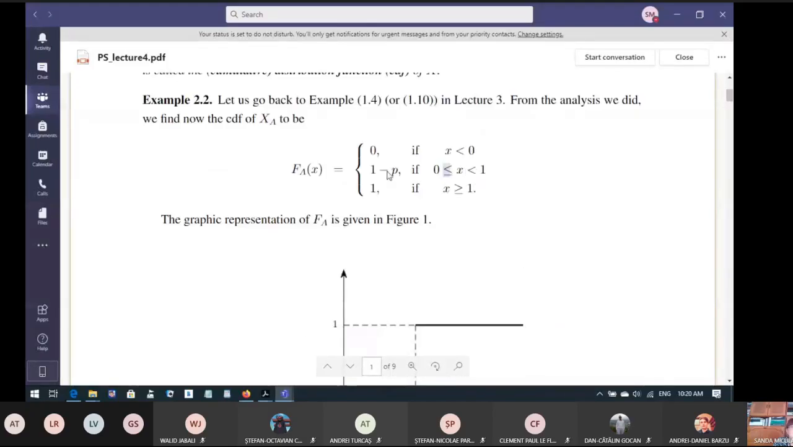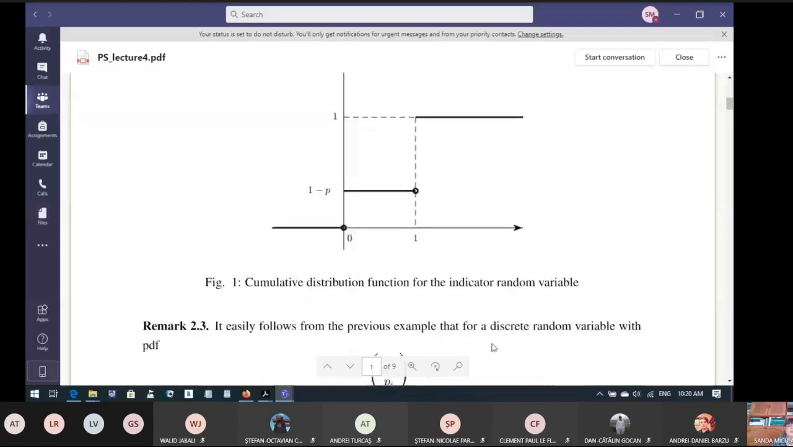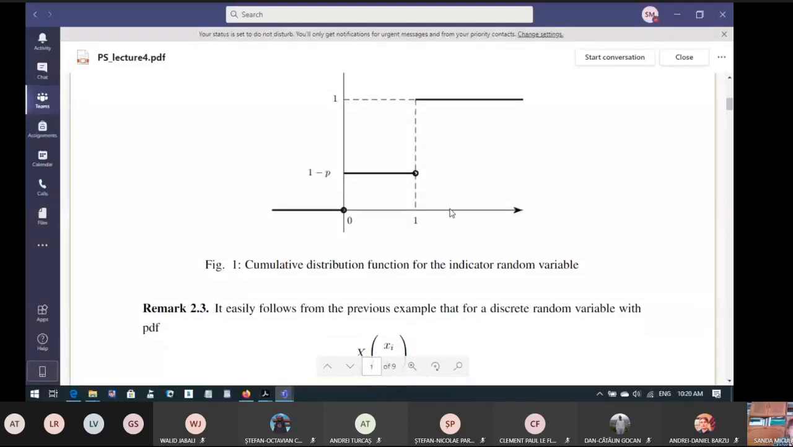Limit from the left is 1 minus p. Limit from the right is 1. This point doesn't belong to the graph. The value is the one coming from the right, so another circle here. See, this looks sort of like a step function. We have these stairs, right? Staircase. And like I said, these properties are going to be true for all CDFs of a discrete random variable.